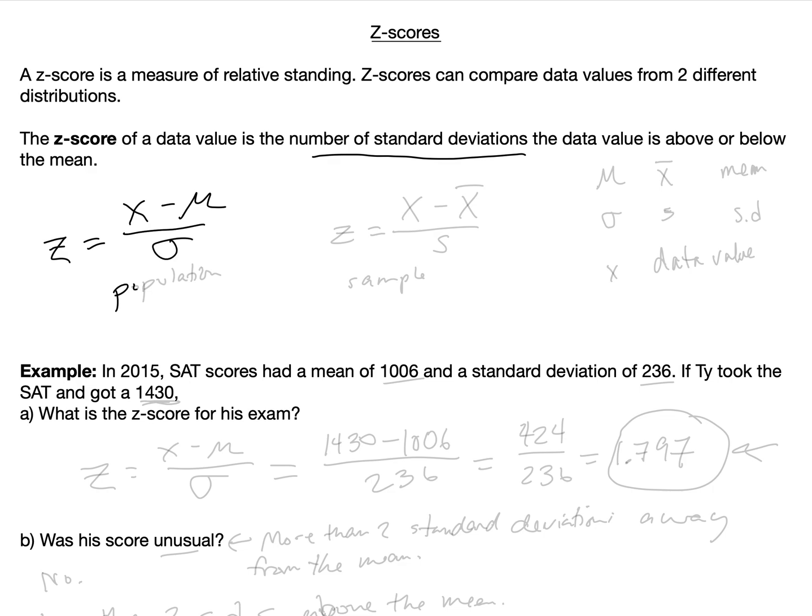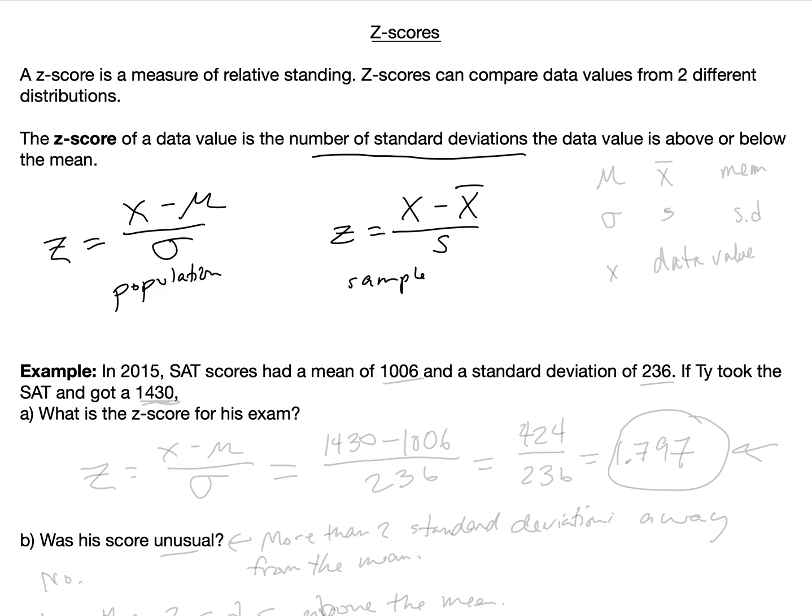That's if we were talking about a data value and we had the population mean and the population standard deviation, or we could just use slightly different notation. The z-score could be the data value minus the mean divided by the standard deviation s, and that's just if we're using a set of data that was a sample.